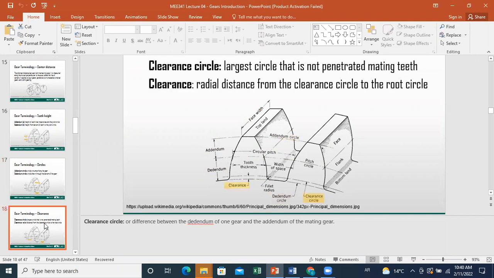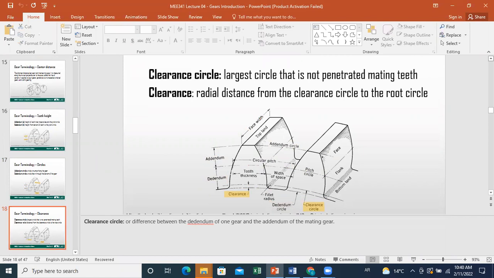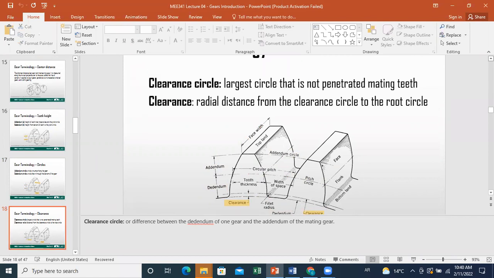So the other concept that is important is clearance. What do we mean by clearance? The clearance circle is the largest circle that is not penetrating mating teeth. What do we mean by this?